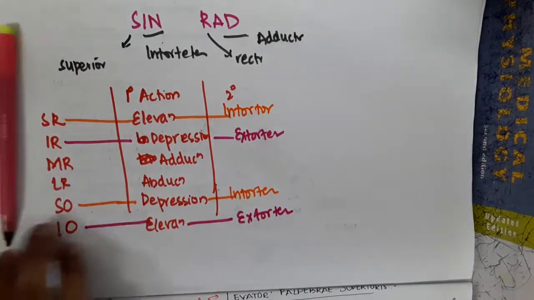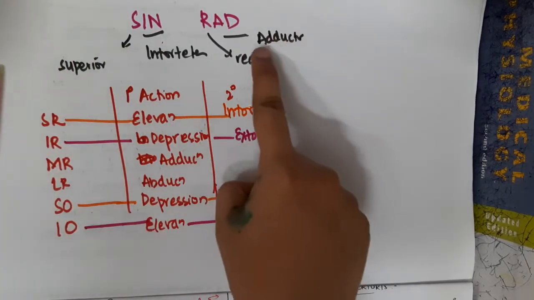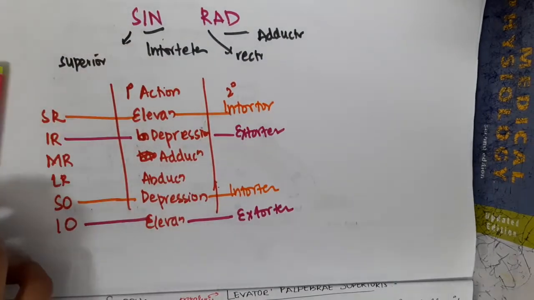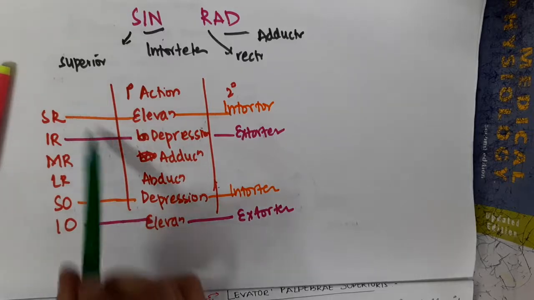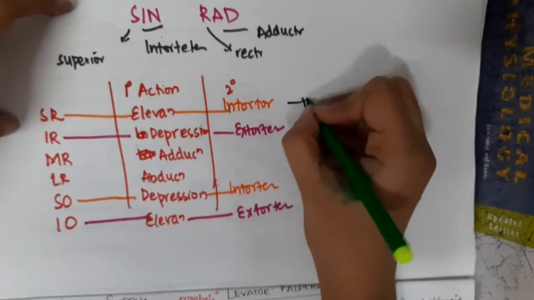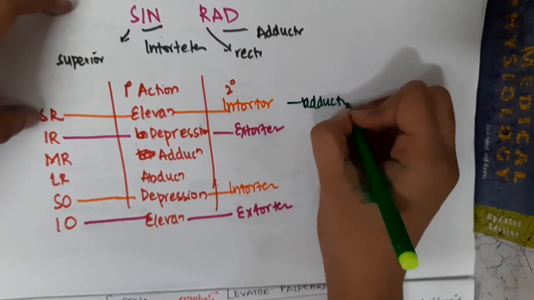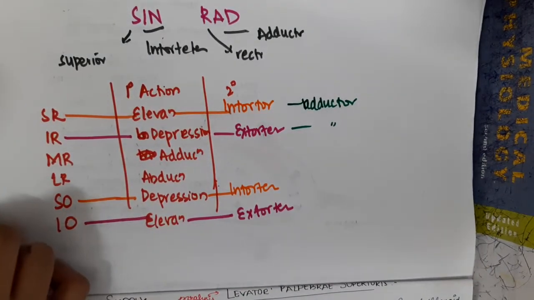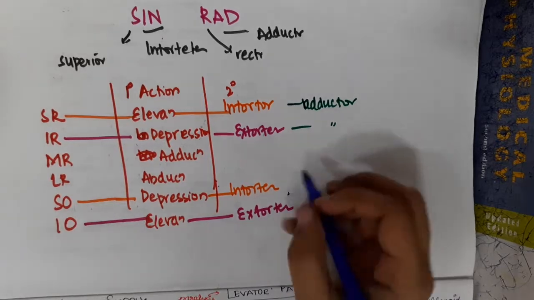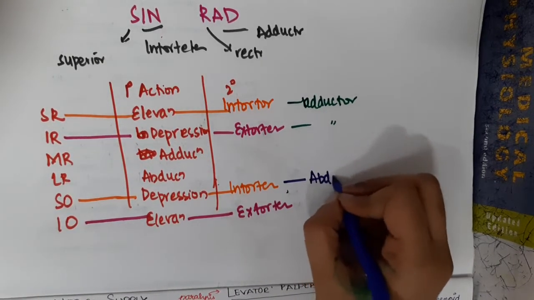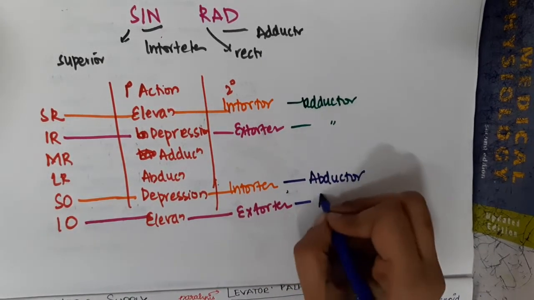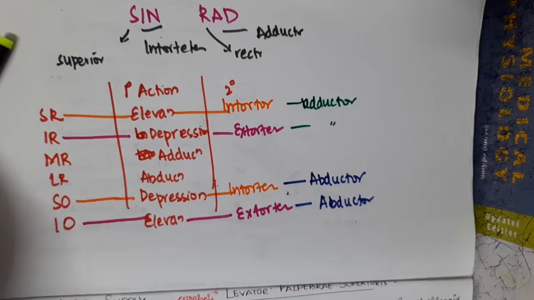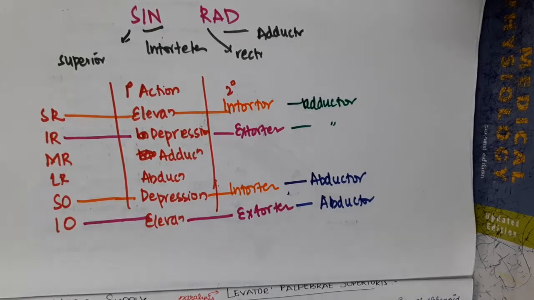Then if you see the next, RAD, that is all recti are adductors. So superior rectus and inferior rectus are adductors, whereas superior oblique and inferior oblique are abductors, the opposite. Superior oblique is an abductor and inferior oblique is an abductor. This is how we can obtain the primary and secondary actions of the muscles.